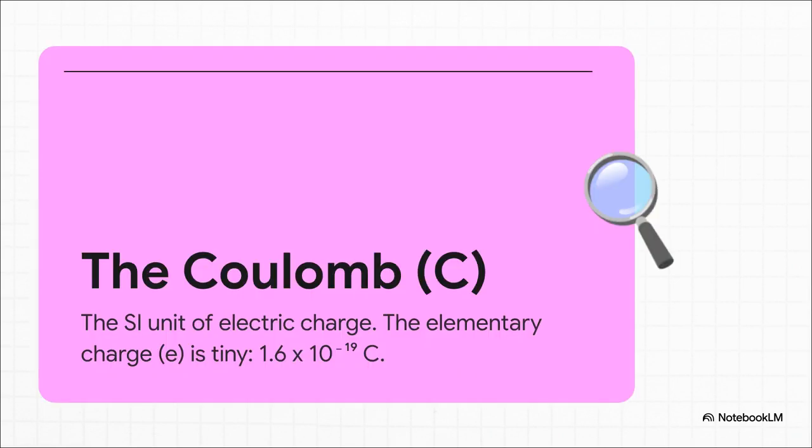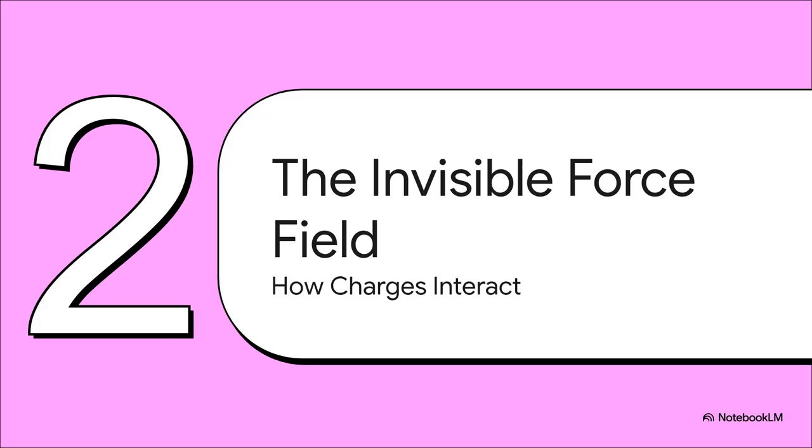And how do we measure this stuff? The standard unit is the coulomb, with a capital C. Now, the charge on a single electron or proton is unbelievably small. It's that tiny number you see there. To give you some perspective, you would need more than 6 quintillion electrons to add up to just a single coulomb of charge. So if you have two charges, how does one know the other is there?